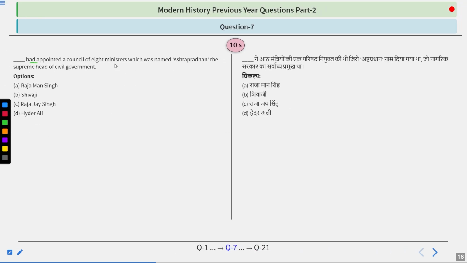Dash had appointed a council of 8 ministers, named Ashtapradhan, the supreme head of civil government. Options are Raja Man Singh, Shivaji Maharaj, Raja Jai Singh or Hyder Ali. Try to find out the answer. And I guess you have figured it out.